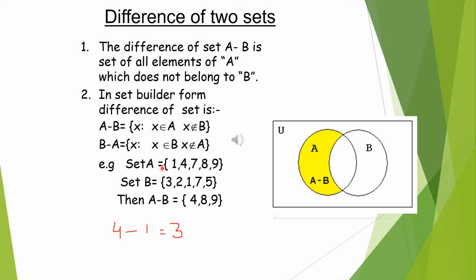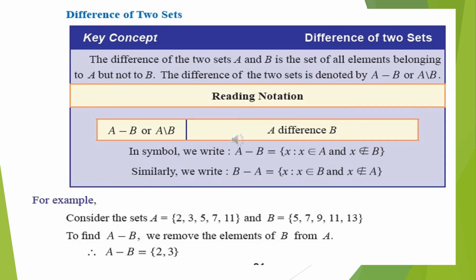Like, for example, set A equals 1, 4, 7, 8, 9, set B equals 3, 2, 1, 7, 5. From set A, remove whatever parts of set B are present. From set B we have 1 and 7 coming, right? After removing 1 and 7, what is left with us? 4, 8 and 9. It means A minus B will be equal to 4, 8 and 9. Here is one another example for A minus B. You will see for yourself.